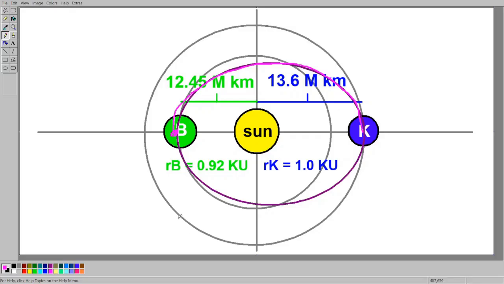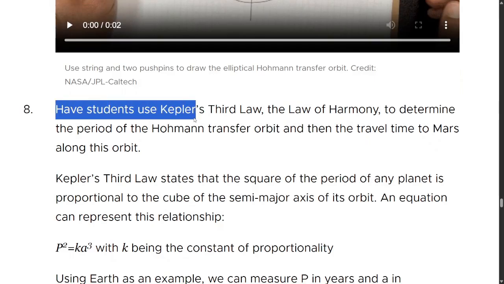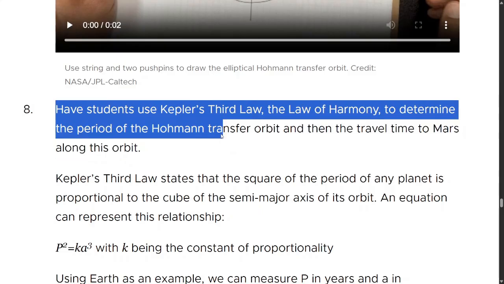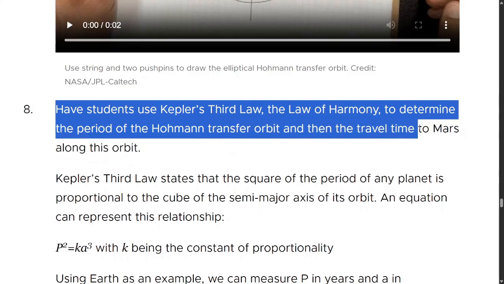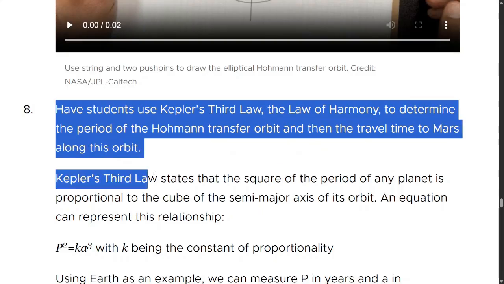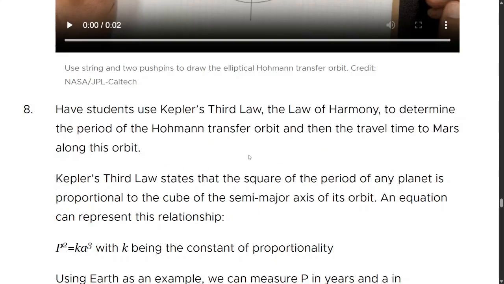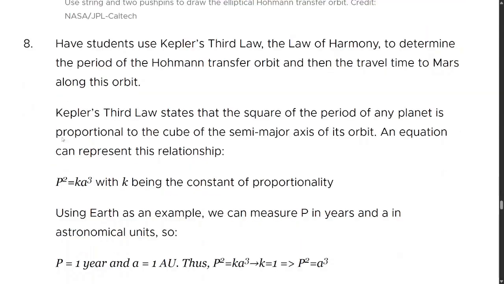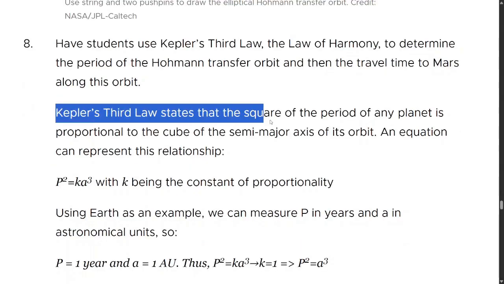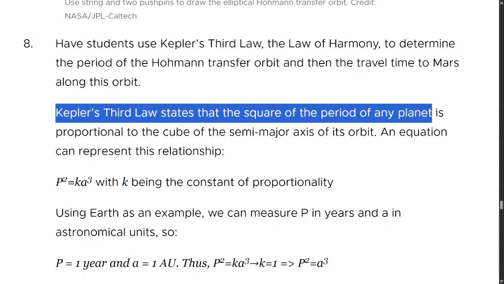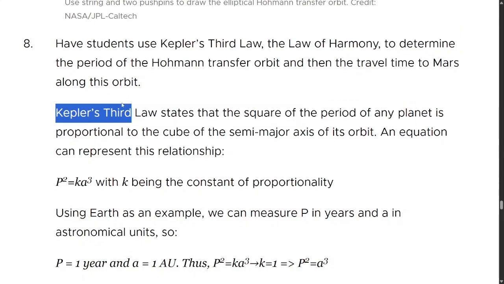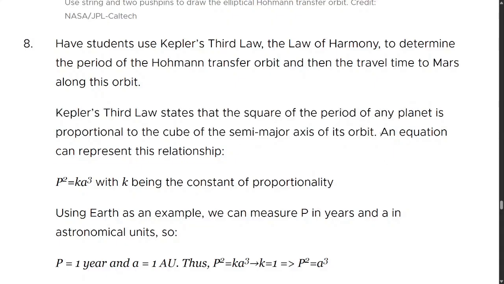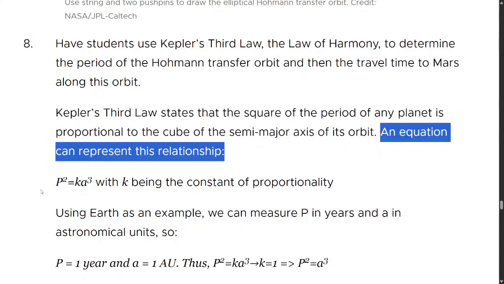So, what is the next step? Have students use Kepler's third law, the law of harmony, to determine the period of the Hohmann transfer orbit and then the travel time to Mars along this orbit. So travel time to Bill Kerman. Kepler's third law states that the square of the period of any planet is proportional to the cube of the semi-major axis of its orbit. An equation can represent this relationship.